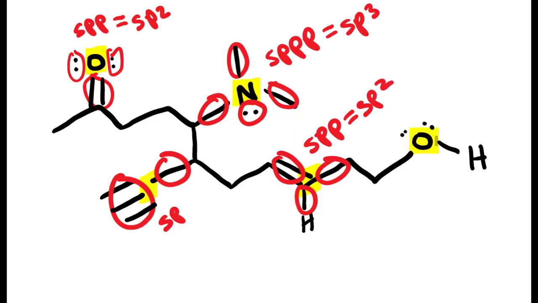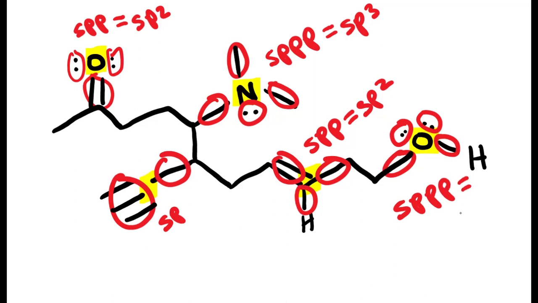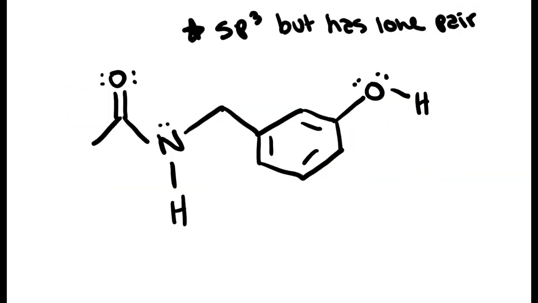Look at this oxygen. The oxygen has a lone pair, a single bond, and another single bond. So it is going to be SPPP, which is going to correspond with SP3. So the hybridization would be SP3. Now let's look at the one exception.